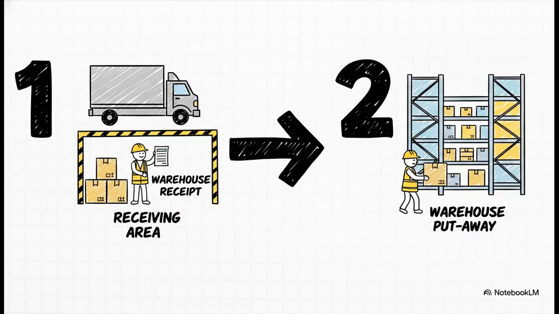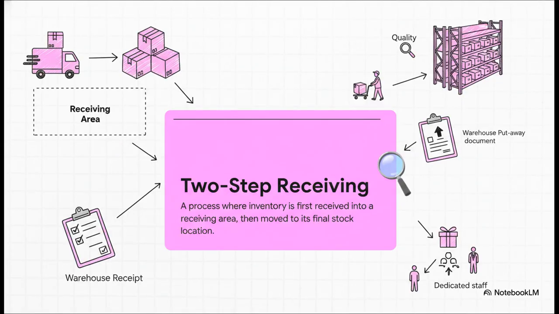All right, buckle up for the last one, method 4. This is the big one. We're using a warehouse receipt plus a warehouse put away. This is a true 2-step process that completely separates the job of receiving from the job of putting things away. So what's the big idea here? It's all about separating those two key jobs.